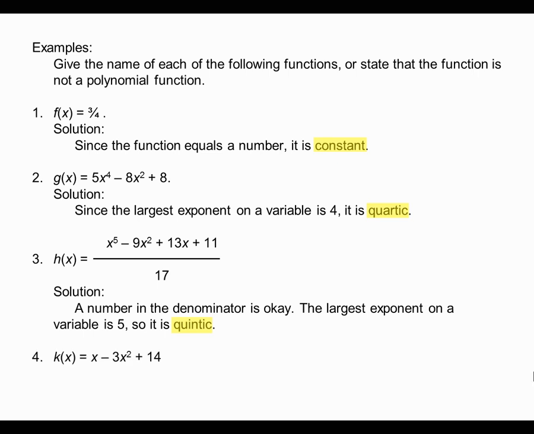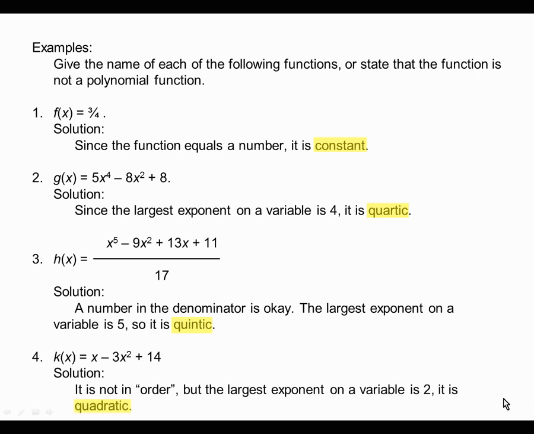Number 4, I have k of x equals x minus 3x squared plus 14. Okay, it appears to be out of order, but the largest exponent on a variable is 2. Okay, that's the largest exponent on a variable, so it's 2nd degree, which makes it quadratic. Okay, scrambling up the order does not change the name.